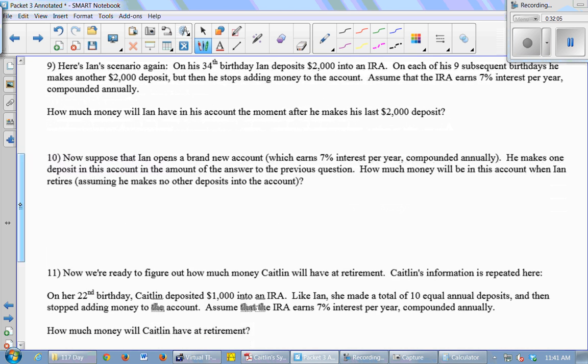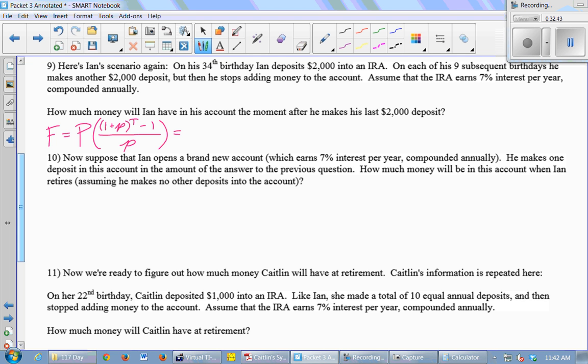All right, so here's Ian's scenario again. 34th birthday, puts $2,000 in, and then 9 more deposits of $2,000, 7% per year annually. How much will Ian have after he makes his last deposit? So this part, we just use the same formula we've been using all class. Future value is your regular investment amount times 1 plus little p to the t minus 1 over little p.